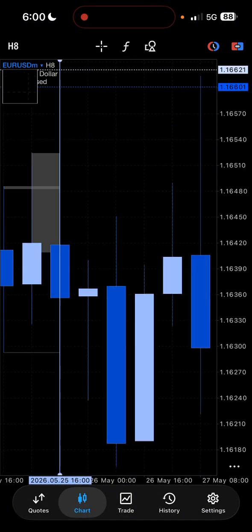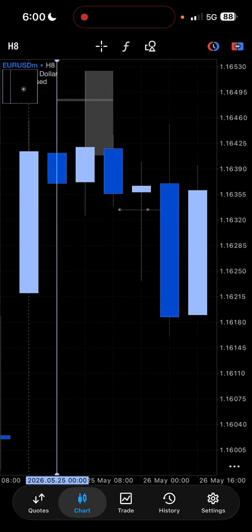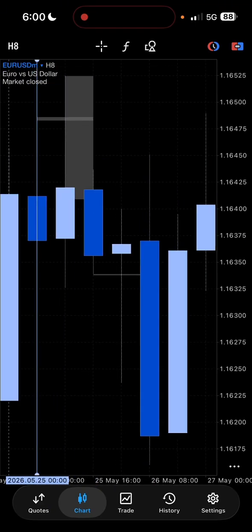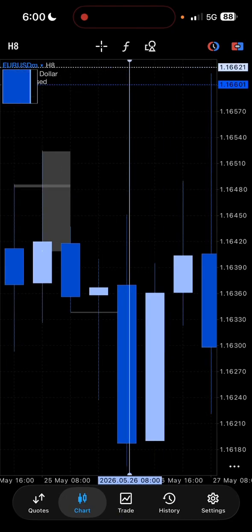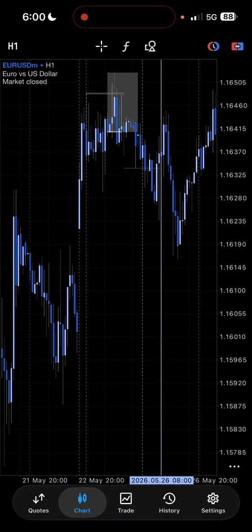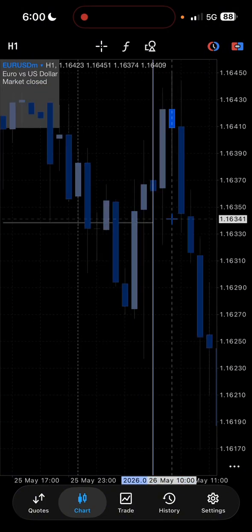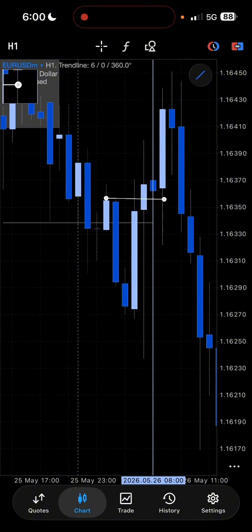So as you are seeing right here, the market gave us a sweep at this low. So what's the next thing we do? We're going to go to the 1 hour time frame. What's the next thing? We look for a break of structure. As you are seeing here, the market, this setup failed right here.